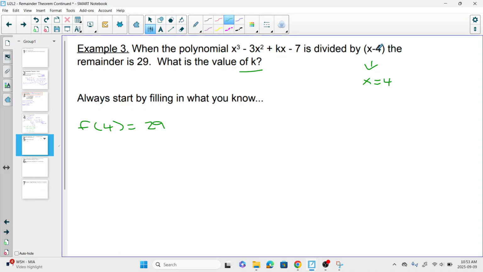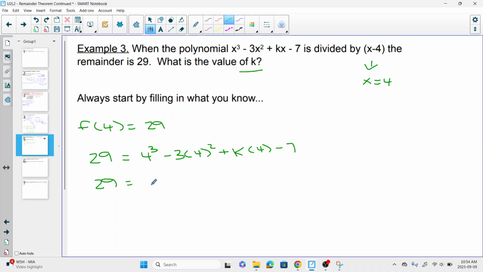In other words, if we sub in the solution here, x equals 4, into the original polynomial, it will equal 29. So we want to know what k is. So let's say 29 must be equal to 4 cubed minus 3 times 4 squared plus k times 4 minus 7. All right, so now it's just algebra, right? We just have to rearrange to isolate our variable, which is now k.